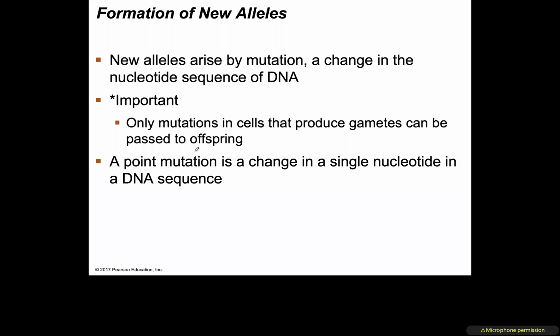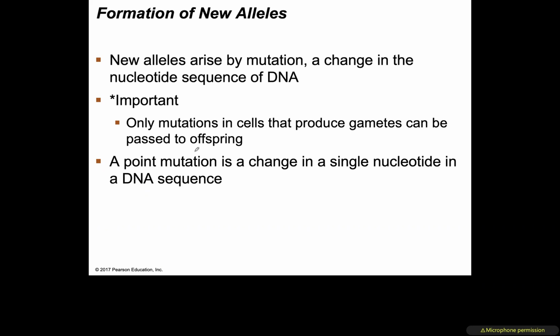So, alrighty, formation of new alleles. Probably going to cover exactly what I just said all over again. New alleles are going to arise by mutation, like I was just saying, a change in the nucleotide sequence of the DNA, which I just showed you. So important: only mutations in cells that produce gametes can be passed on to offspring.